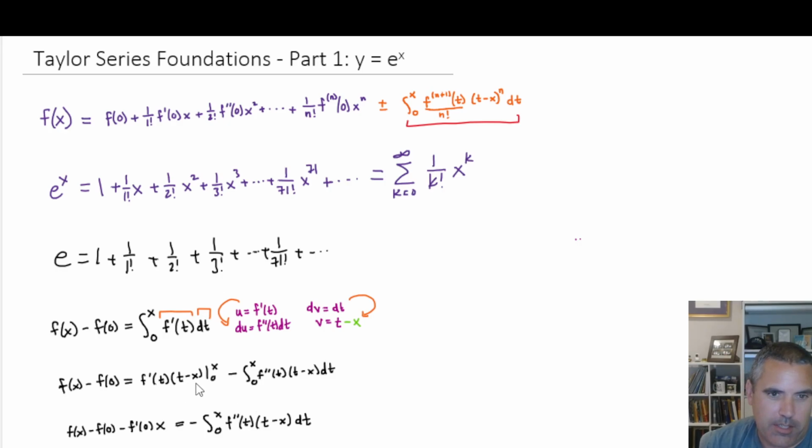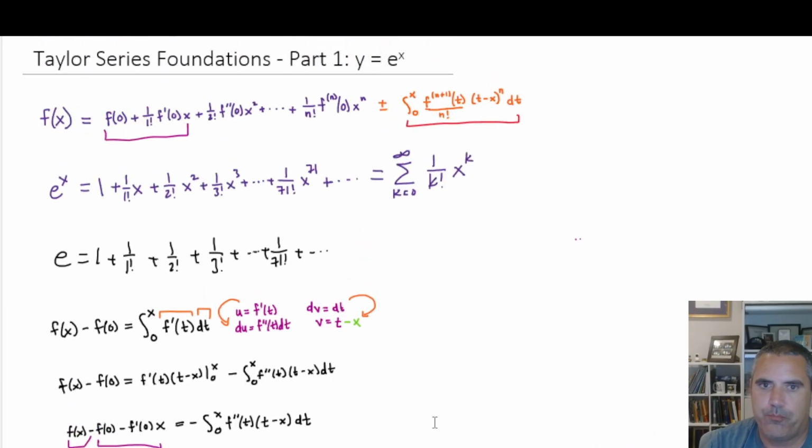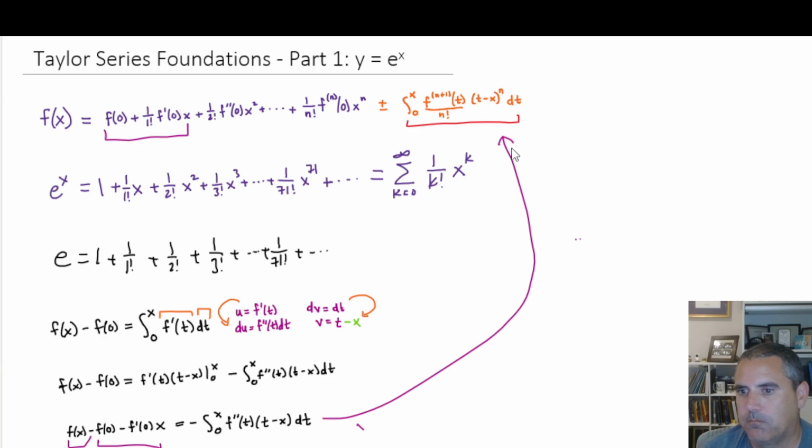But you evaluate. After you evaluate, you move this over, and there is the first Taylor polynomial, and we're looking at the difference between them. And there is our first example of this integral I'm talking about. So there is a precise way it's done. It's this integration by parts.